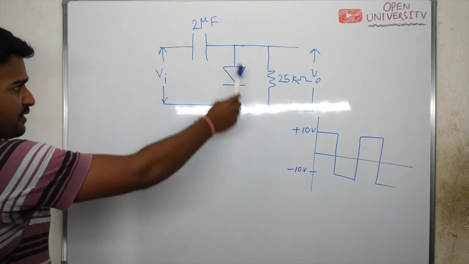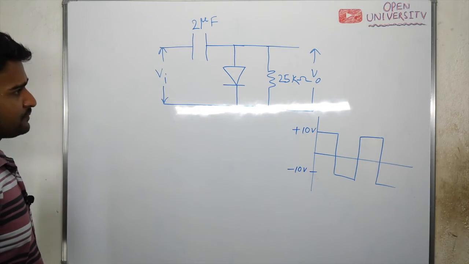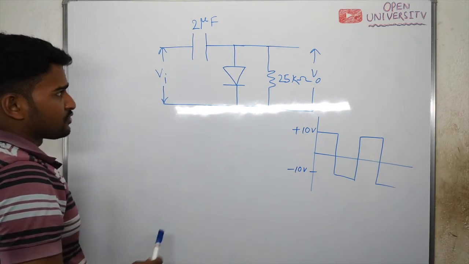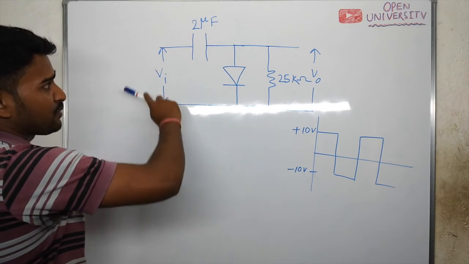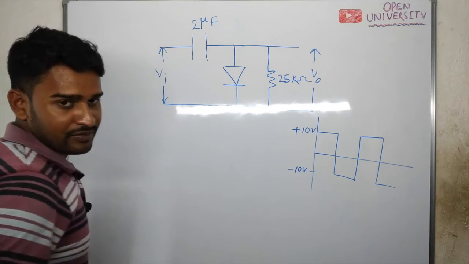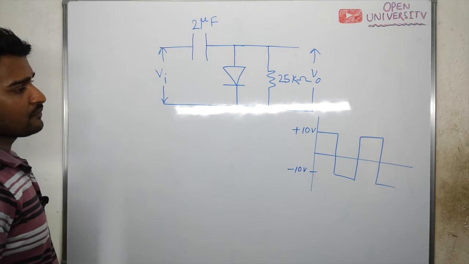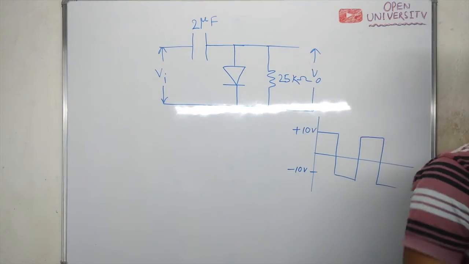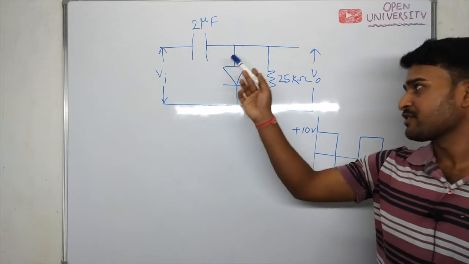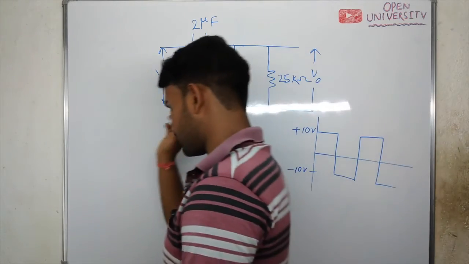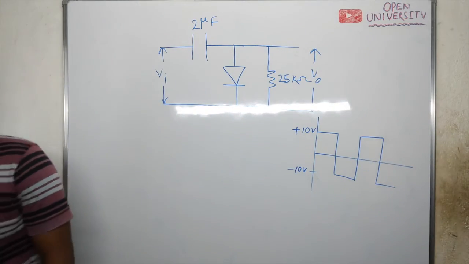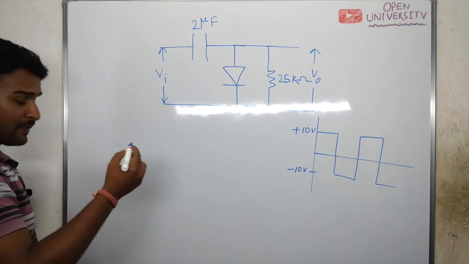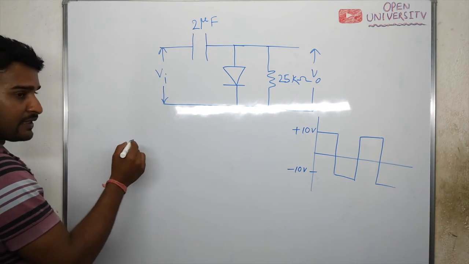So during the positive half cycle, the capacitor will charge through the diode because the diode becomes forward biased, a short circuit. So it will charge up to the maximum value of input voltage, that is 10 volt. And during the negative half cycle, the capacitor voltage will decrease because it has a discharge path. It will discharge through the resistance. Now the question is to find the percentage tilt in the output waveform.